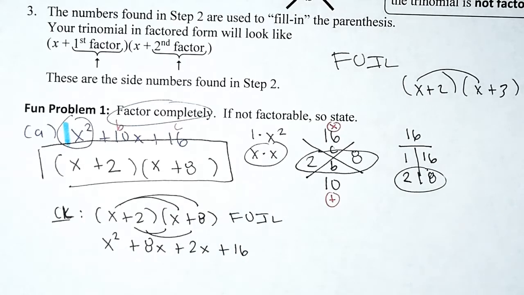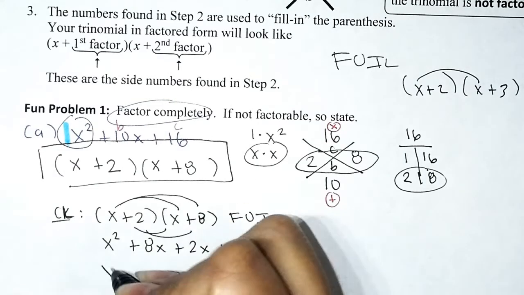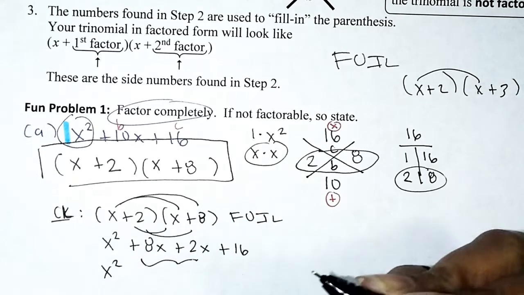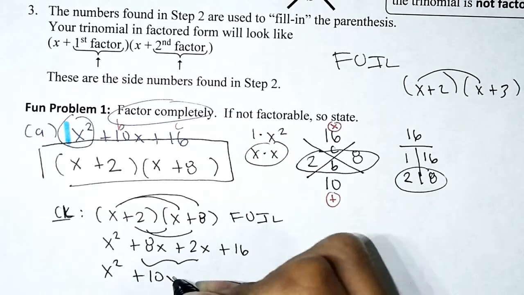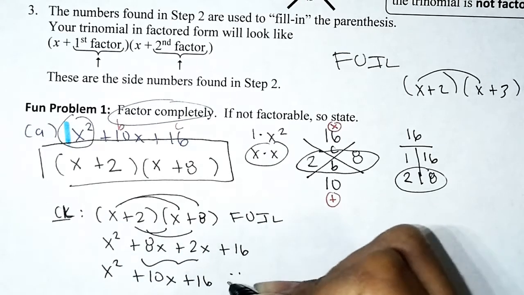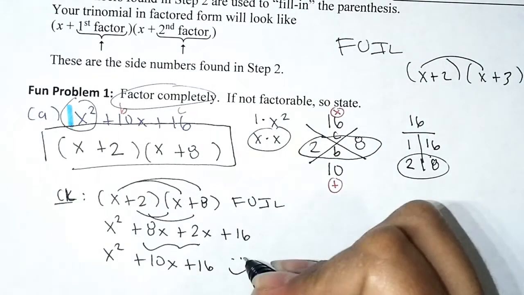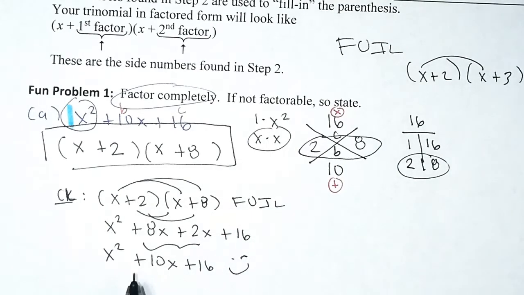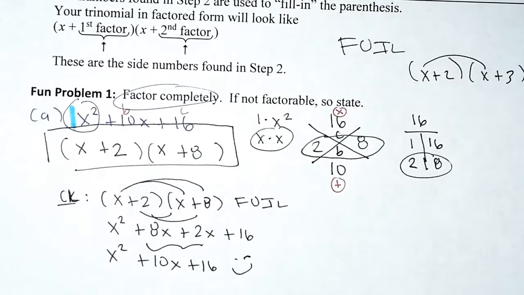And if this doesn't give me the original trinomial, I'm going to start crying. When we combine the like terms, the sum of 8x and 2x will give us 10x. And look at that. Okay, no tears. I am happy. Let's do a wink. All right, so that gives us the original trinomial, so we know we nailed it.